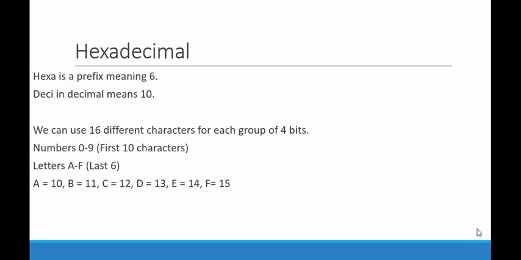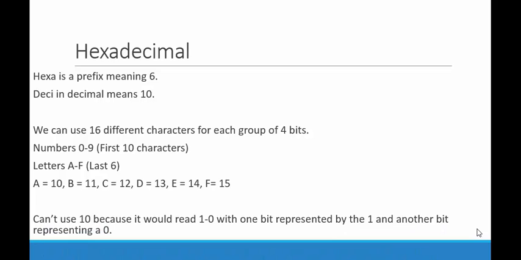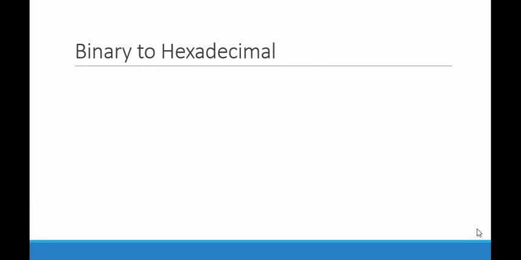Now, you might be saying, we just talked about using 16. Why do you stop at F? Don't forget that 0 is a number too. Now, we can't use 10 because it would read 1 0, with one bit represented by the 1 and another bit representing a 0. You cannot do that, but we can use letters to represent those numbers greater than 9 in the hexadecimal system. So, binary to hexadecimal.